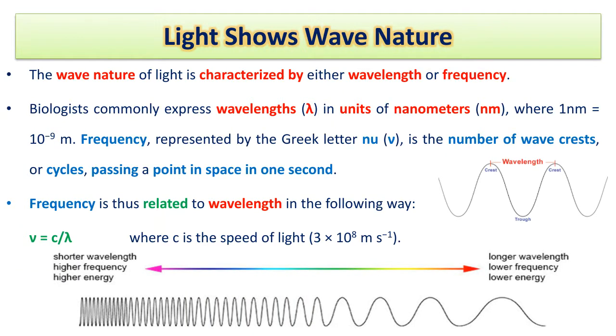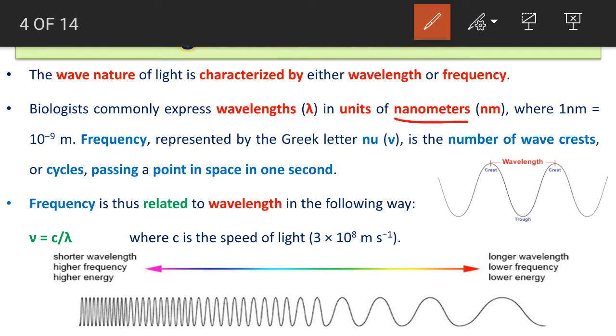When we study the properties of light, it is evident that light has a dual nature, that is, wave and particle. First, let's see the wave nature of light. This wave nature is characterized by wavelength and frequency. The wavelength is generally measured in nanometer. 1 nanometer is equal to 10 raised to the power minus 9 meter. The frequency is represented by mu, whereas the wavelength is represented by lambda.